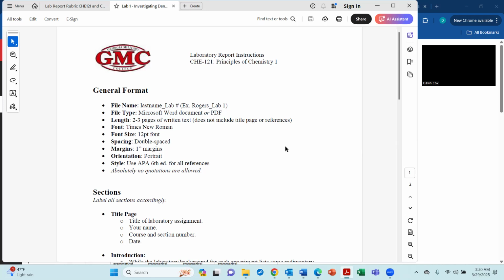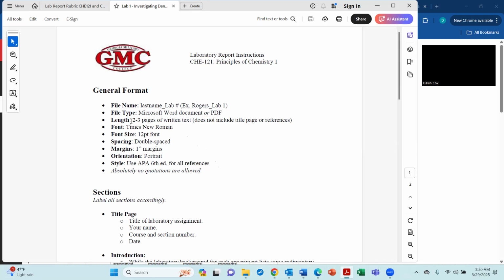Once Turnitin is done with it, a lot of times the font and the font size are kind of lost. So I'm not really paying much attention to that. I am looking for double spacing. I am looking for APA formatting on the references.